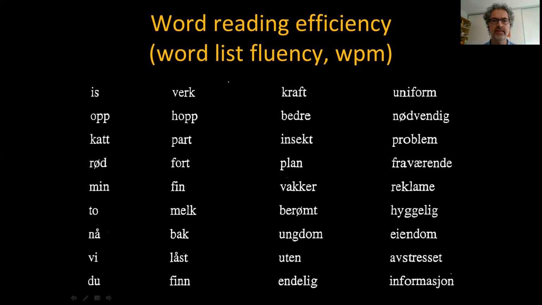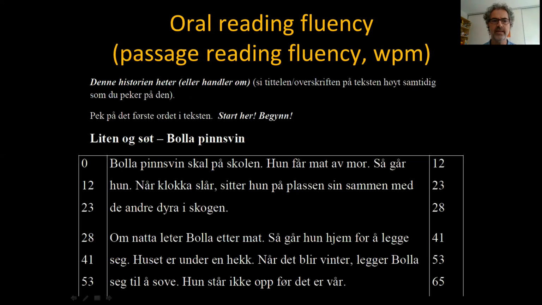The same kind of test can also be done with actual texts. So here a narrative starts like a story, the person has to read it, and we count how many correct words per minute are read. Again, we get a fluency metric of this sort, and these tests are called passage reading fluency or oral reading fluency. So these are three different kinds of tests. The first one concerned isolated single words, and the other two concern word sequences.